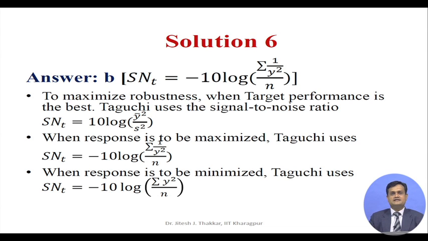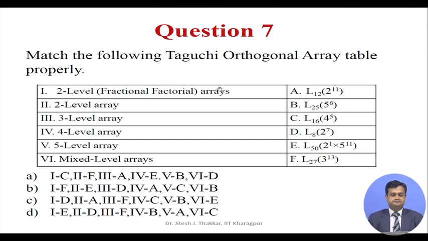SNT is equal to minus 10 log, bracket 1 by Y square divided by N. Basically it is sigma. So, to maximize the robustness where target performance is the best, Taguchi uses the signal to noise ratio SNT is equal to 10 log Y bar square divided by S square. The second one is the answer which we are referring to, and third one, when response is to be minimized, Taguchi uses SNT is equal to minus 10 log sigma Y square divided by N.